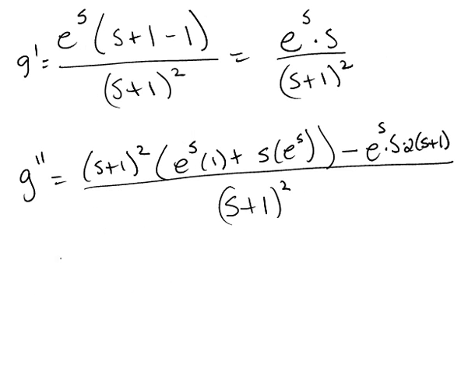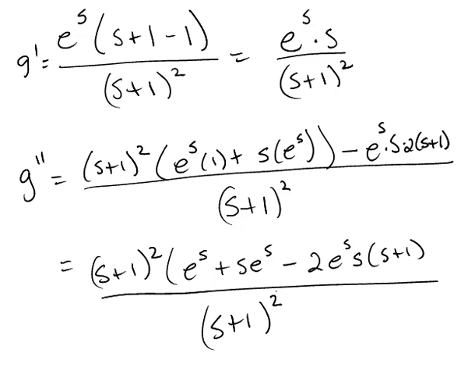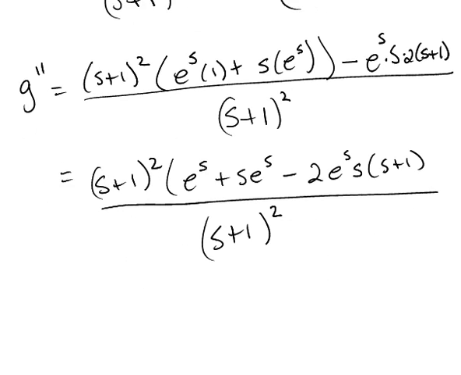Okay, so what do we have here? We have s plus 1 squared, we have e to the s plus s e to the s, minus, let's see if we clean this up a little bit. I don't know, put the 2 in front, and then e to the s times s plus 1, all over all that. Well, okay, that's just a big mess, but you're asked to find that at 0.